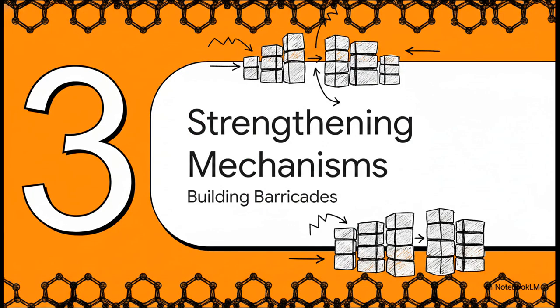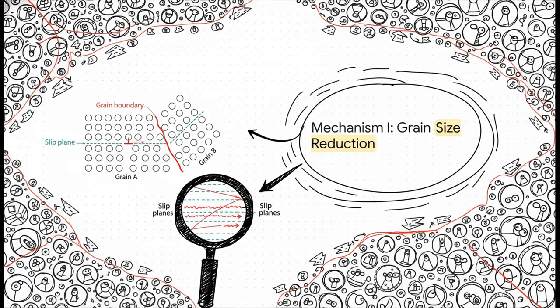Okay, moving on to part three. Three strengthening mechanisms, or how we build barricades. Here's the core logic. If dislocation motion equals bending and yielding, which basically means material weakness, then to make a metal stronger, we have to build atomic barricades.